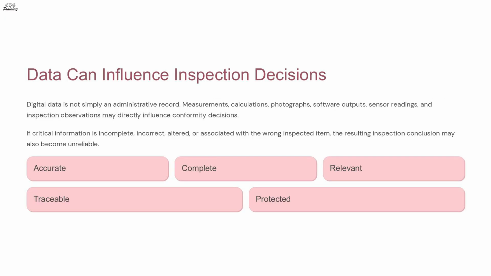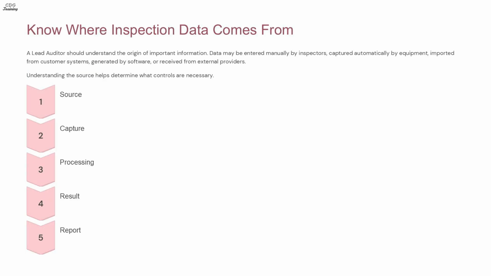Digital data plays a pivotal role in inspection decisions. Incomplete or altered information can lead to unreliable conclusions, emphasizing the need for accuracy and protection. Understanding the origin of inspection data is crucial. From source to report, knowing where data comes from helps determine necessary controls.